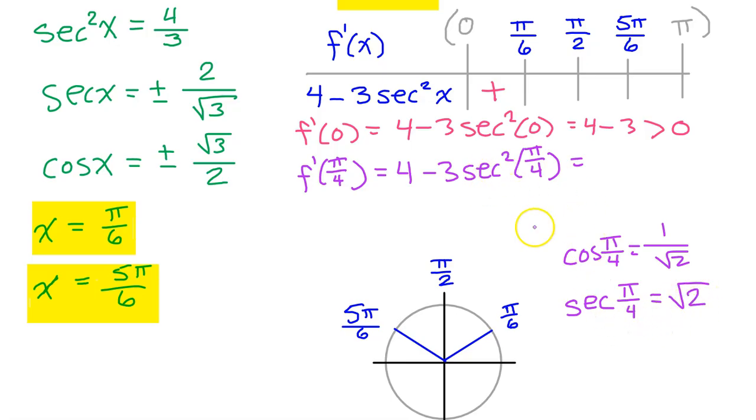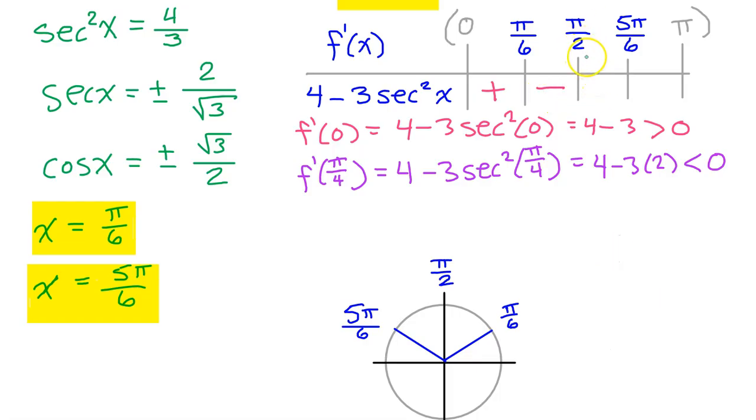What we really have is secant squared. So secant squared pi over 4 will be radical 2 squared, which is just 2. So we have 4 minus 3 times 2. That's 4 minus 6, which is negative. So f prime is negative on the second interval.